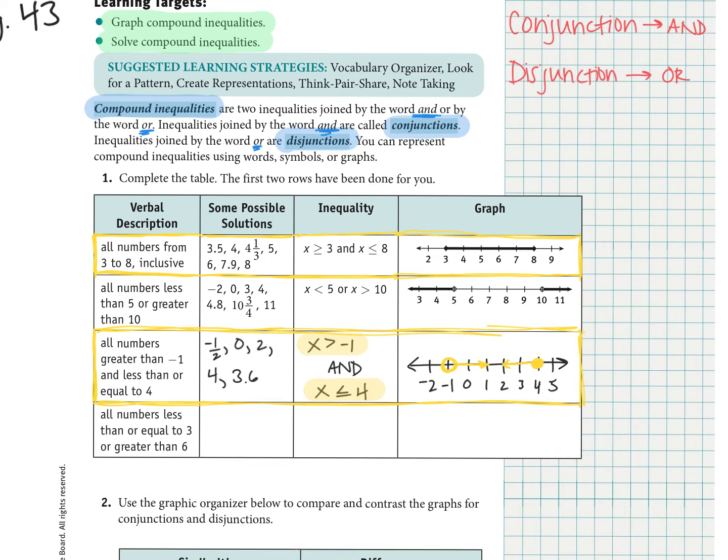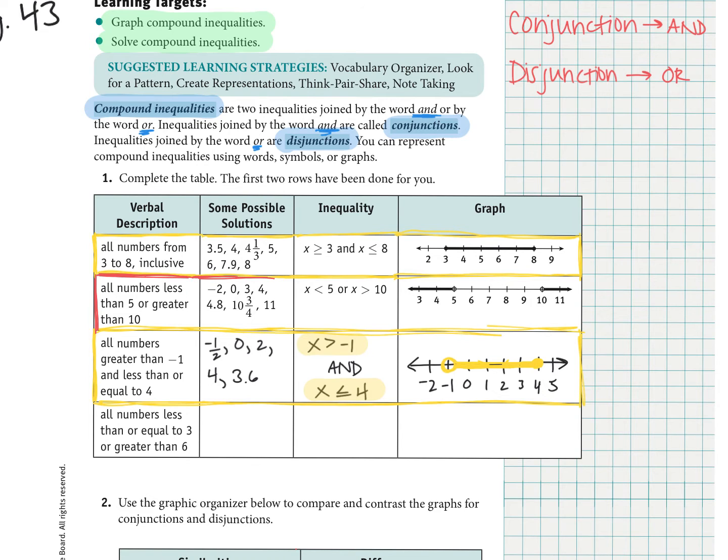So look at this. My arrows are pointing to each other, so I can connect them to reveal that this is my shading inside. I'm looking at all the values between negative 1 and 4. It includes 4, but not negative 1. Now, let's go up to the row right above the one we just did.